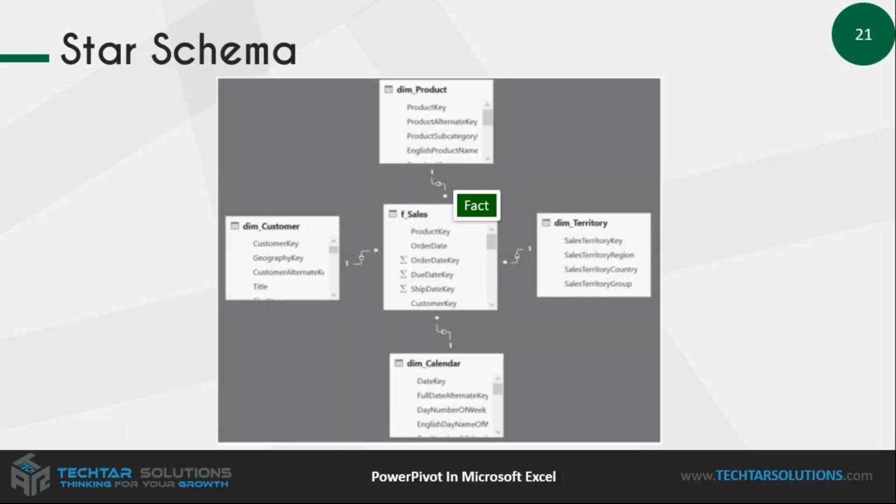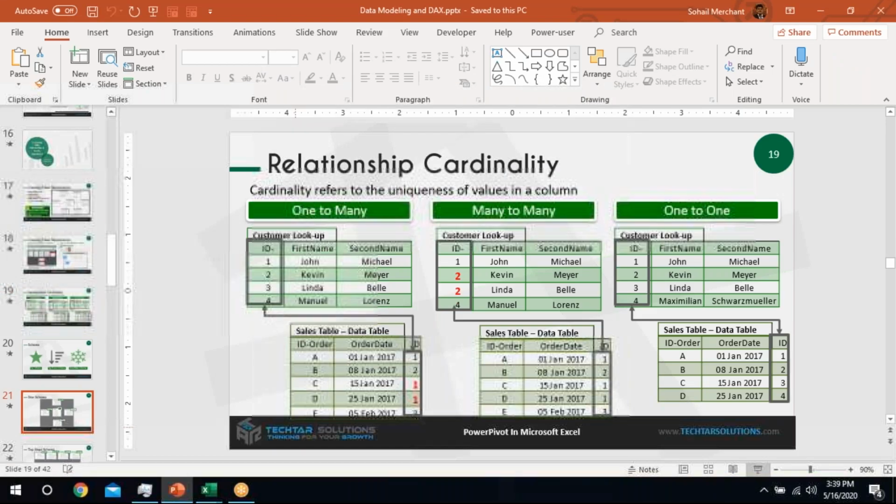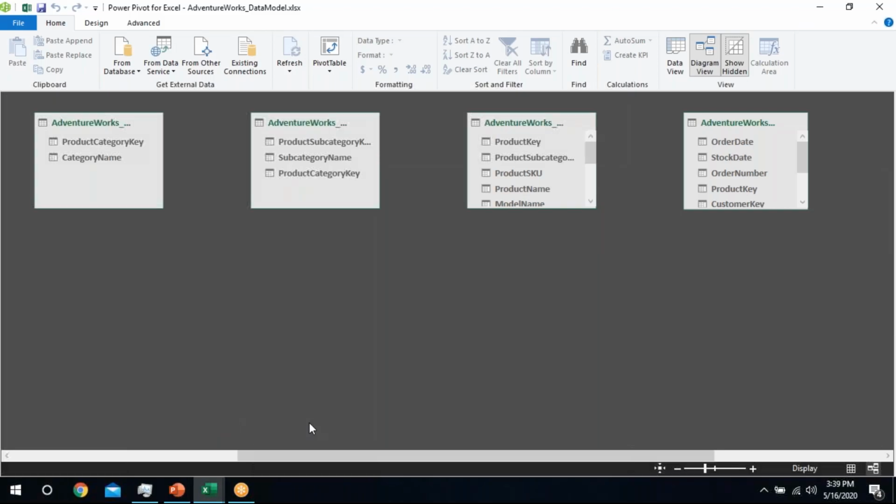Let's see what's the difference between them. In the star, we design these tables in the star shape. In the center, we have the fact table, and on the edges, we have the dimension tables, right? So let's move on to our data model and design this adventure model as a star schema.